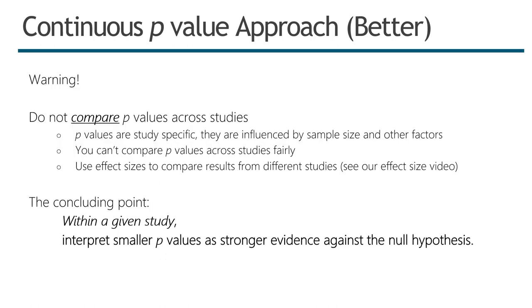The continuous p-value approach does represent p-values better than the dichotomous threshold approach. However, it does have some limitations. You need to recognize that you cannot compare p-values across studies. P-values are very specific to the study that generated them. They're influenced by sample size as well as other factors. Therefore, you cannot compare p-values across studies fairly. If you're interested in comparing results across different studies, you need to use an effect size. We have a video that describes what effect sizes are and how to interpret them accurately.